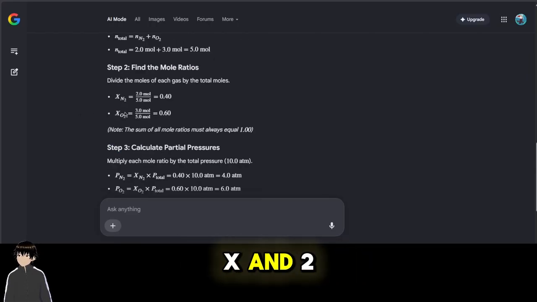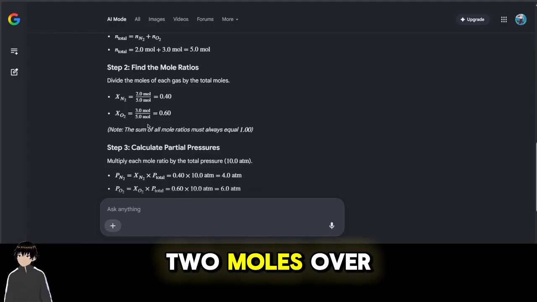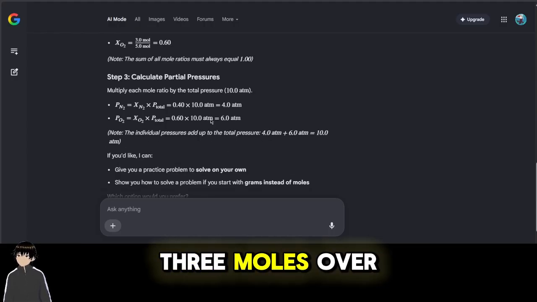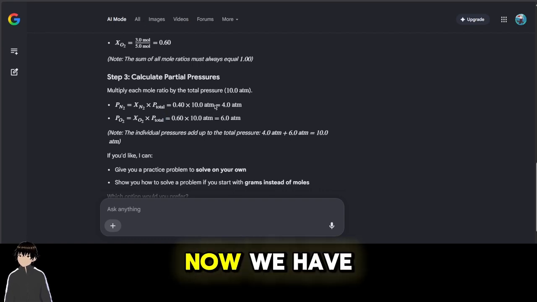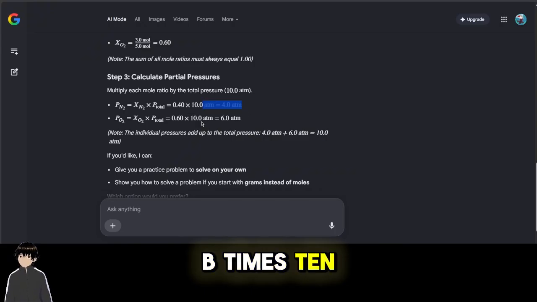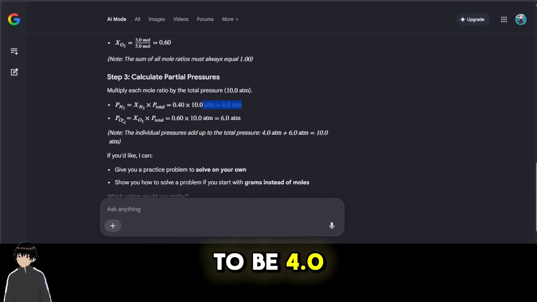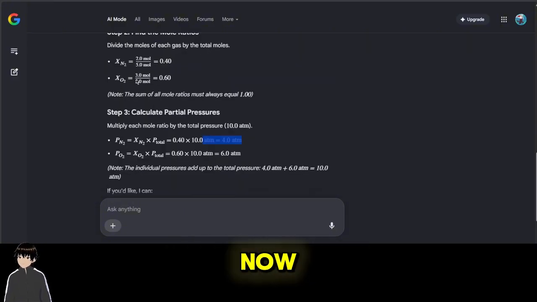So we have X N2 and X O2. There's going to be 2 moles over 5 moles, and then 3 moles over 5 moles. So 0.4 and 0.6. Now you have to multiply it by the total pressure, which is 0.4 times 10. So that would be 4.0. Then this is going to be the oxygen.